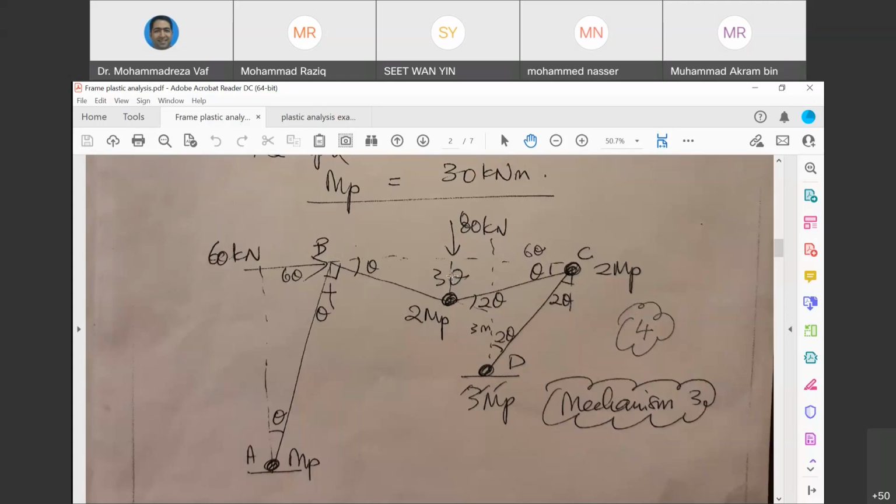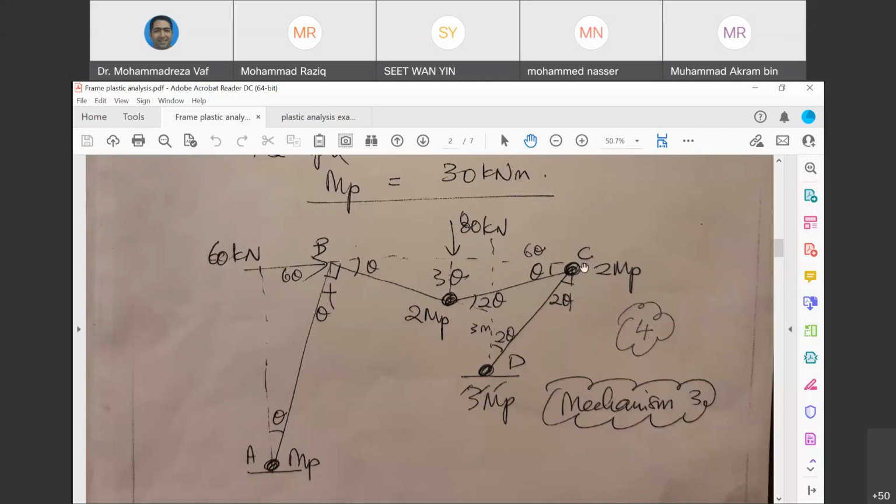So 80 multiplied by 3 theta and 60 multiplied by 6 theta is going to make the external work for this frame. And for internal work, it's going to be MP multiplied by theta, 2 MP multiplied by 2 theta, 2 MP multiplied by... Here, your beam has two rotations. One rotation comes from the beam that deflects toward down, and another rotation comes from the column that from its original condition has rotated 2 theta.